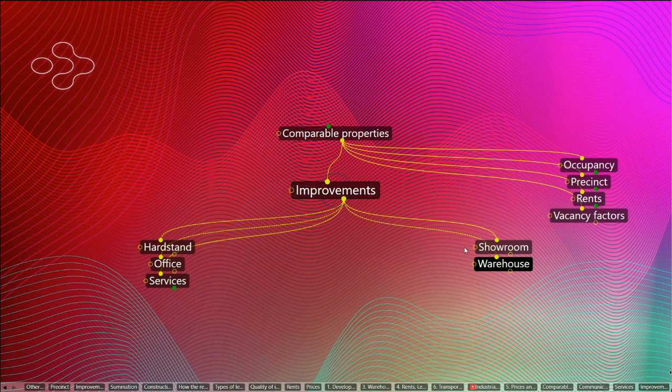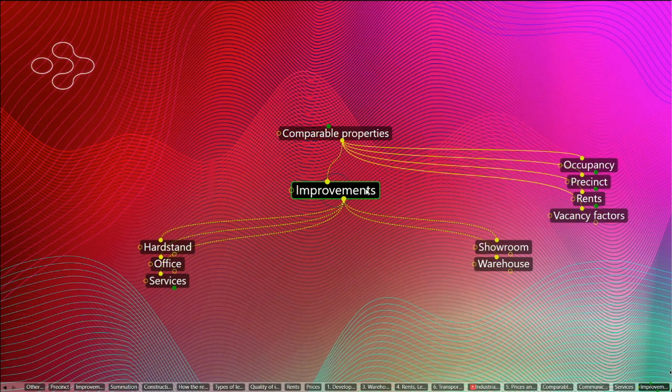So the improvements in all comparable properties should be assessed on this basis: warehouse, showroom, hard stand, office, and services. Those improvements will be perhaps comparable to your listing, perhaps not. The reason you look into this quite deeply is simply to understand how comparable another property may be to your listing.